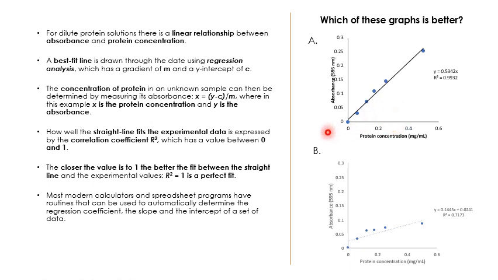Here I have two different graphs, graph A and B. Can you tell me which of these is a better graph? Which one can we use to calculate the concentration of our unknown sample?